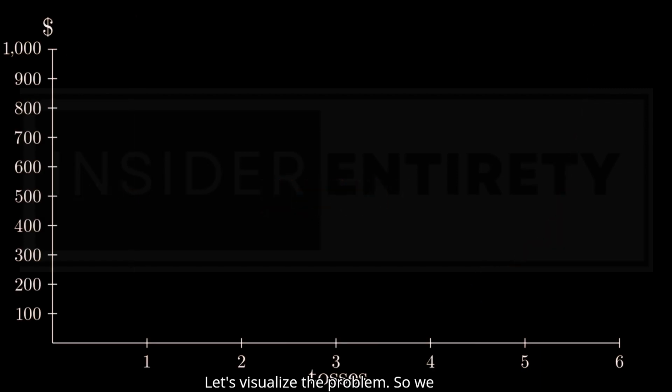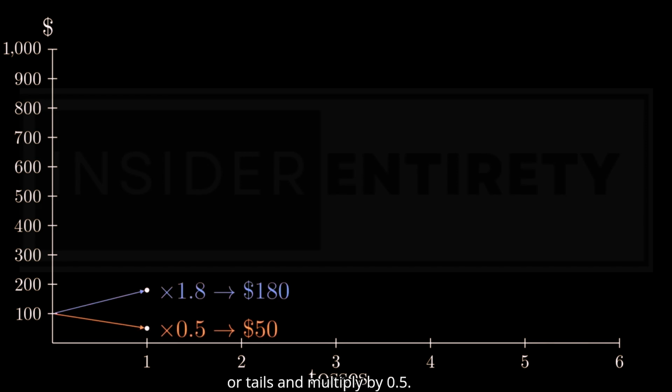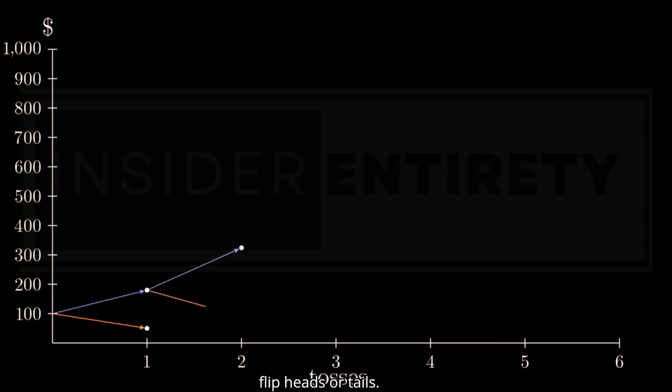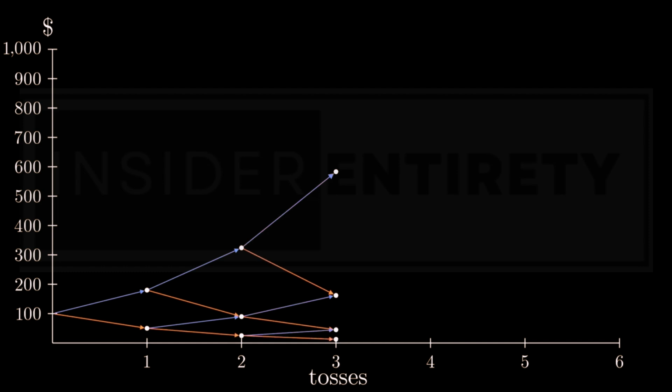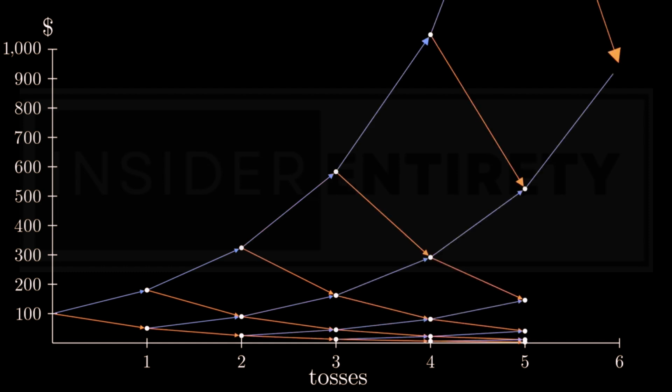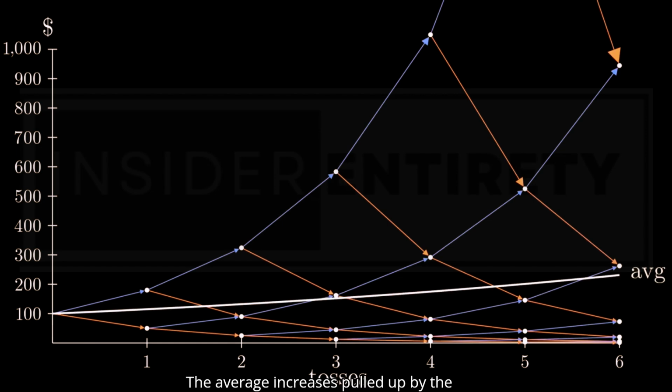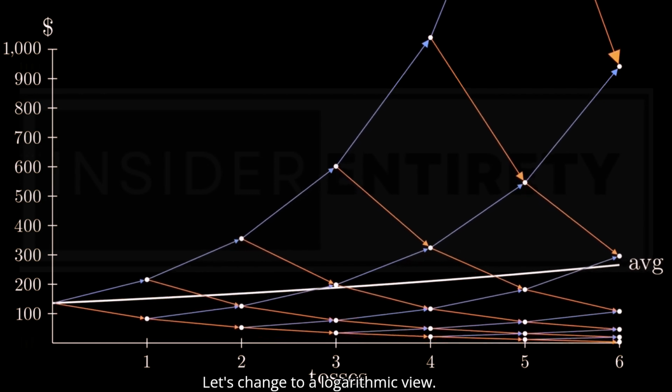Let's visualize the problem. So we start here with $100. We flip heads and multiply by 1.8, or tails and multiply by 0.5. From each of these 2 points, we can flip heads or tails. Note that flipping 1 heads and 1 tails already drops us down to $90. The average increases, pulled up by the luckiest outliers. Let's change to a logarithmic view.